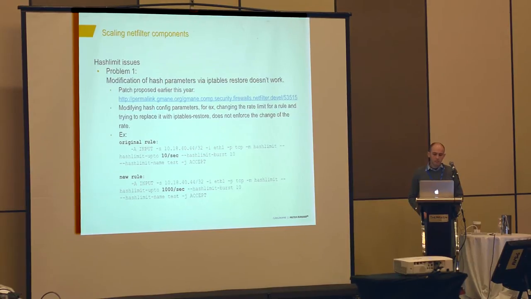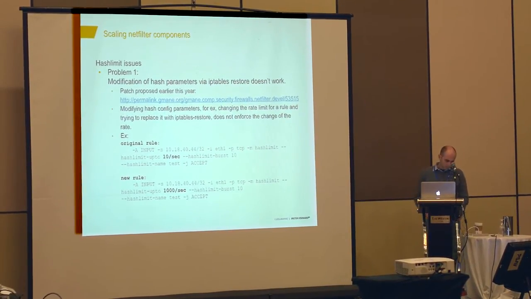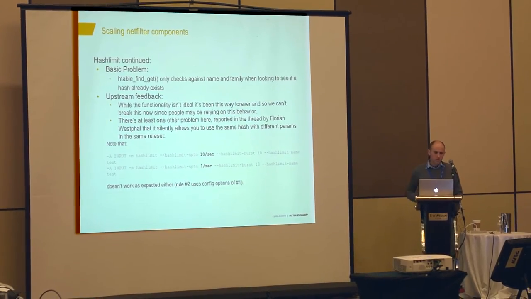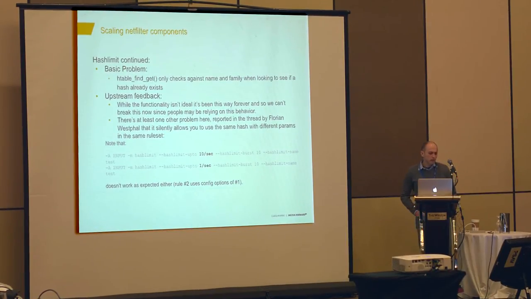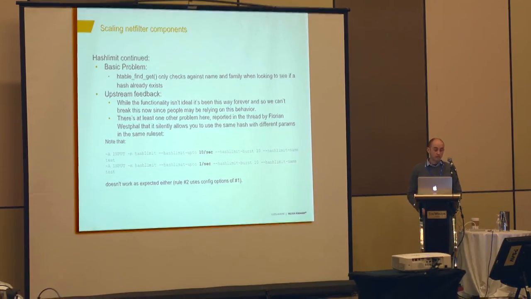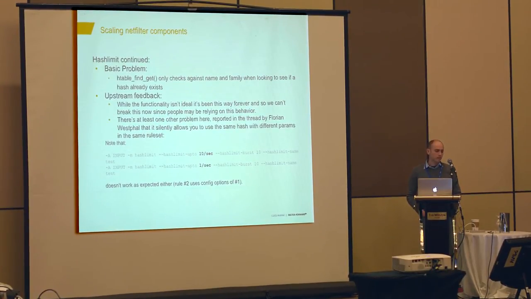I had proposed a change earlier this year, but apparently, let me step back. The problem is that the internal function only checks against the name and the family to see if it already exists, and if it does, it doesn't do anything to change the configuration. The change I proposed upstream was to check against all of the configuration parameters for the match, and if it doesn't match, create a new one. Apparently, though, there was some concern that there was already existing functionality, and this might break some people's expectations of how hashlimit currently operates.